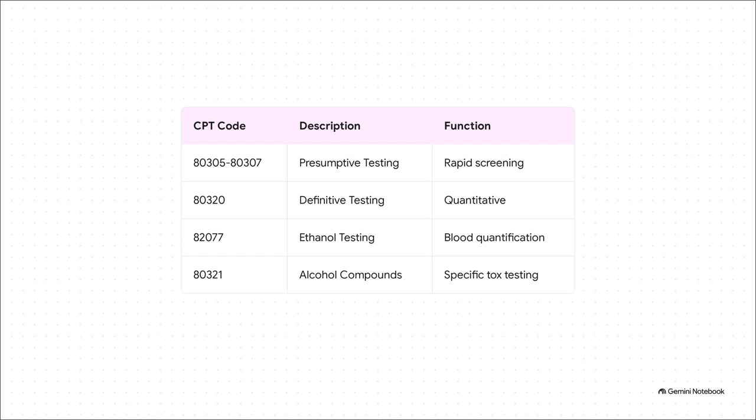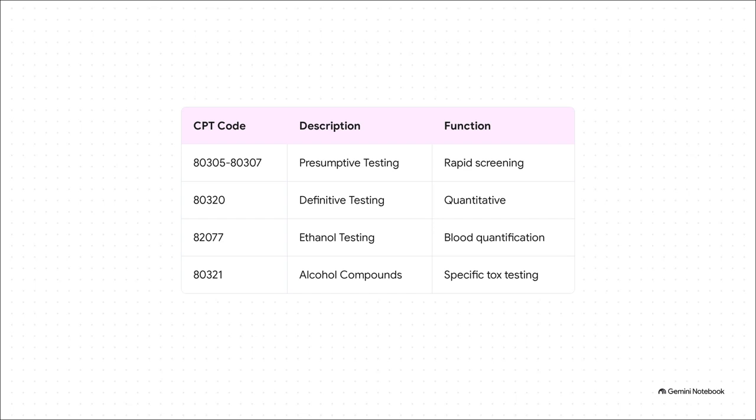Think of this as your master guide to CPT billing for alcohol labs. Right at the top, we've got codes 80305 through 80307. These are for presumptive drug testing. Basically, think of these as your rapid immunoassay screenings. They're giving you a super quick, qualitative yes or no for immediate triage. Next up is 80320, our definitive alcohol testing. This is the highly accurate, advanced quantitative method you use when you need that exact pinpoint BAC level.